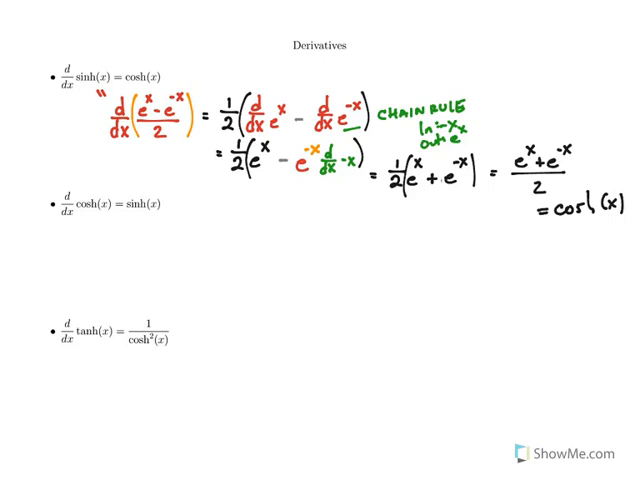The derivative of cosh is very similar, so let's do that one real quick. The derivative of hyperbolic cosine will be e to the x plus e to the negative x over 2. When you do that derivative, you're going to have 1/2 e to the x minus e to the negative x, in a very similar way we did in the other problem, and that is exactly sinh.